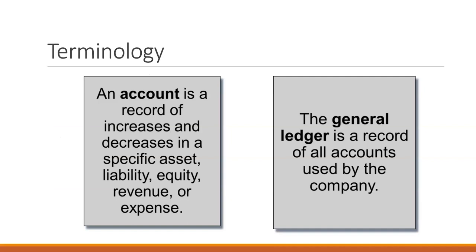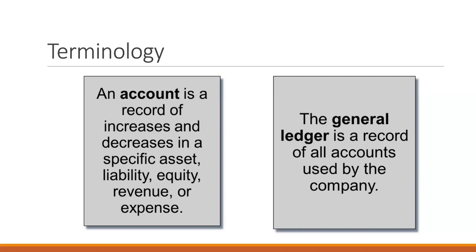And then we have accounts. So we record accounting information into individual accounts. Cash is an account, accounts receivable is an account, accounts payable is an account. An account is just a record of what happens to a specific asset, liability, equity, revenue, or expense. A general ledger is all of our accounts together.